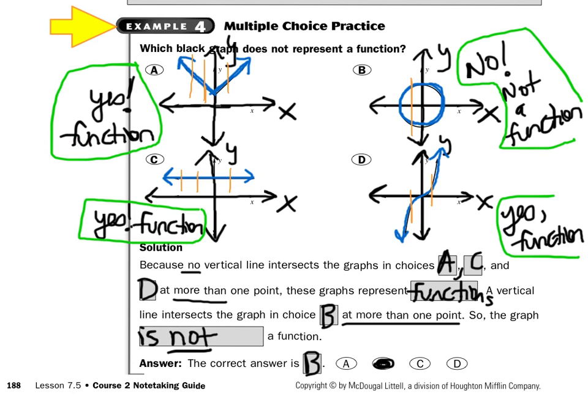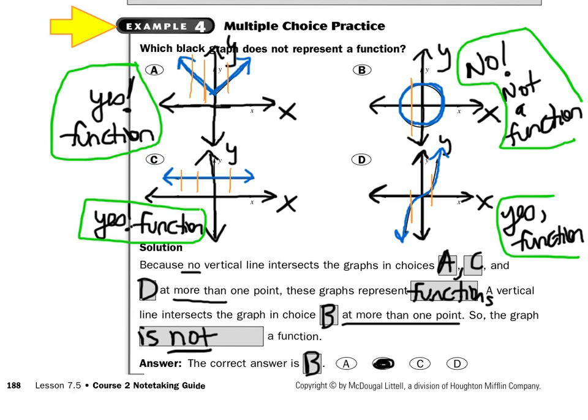Take a look at B. With your black pen, make the x-axis stand out, make the y-axis stand out. Now with your blue pen, go around that circle, okay? And now, if you held your pencil up, straight up and down, do you see how it would touch the circle in more than one place? It would touch in 2 places. So that means no, it is not a function.